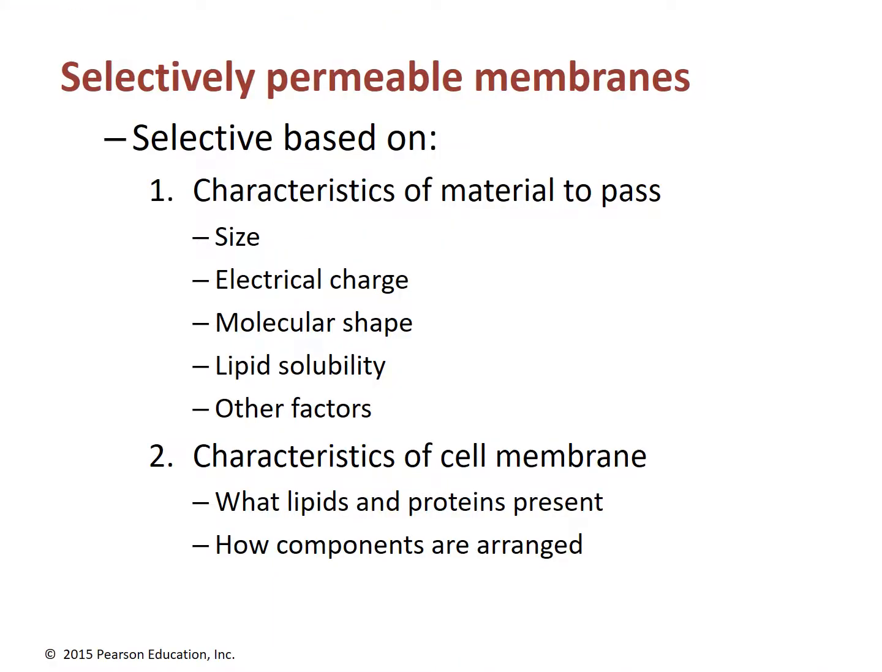Selectively permeable membranes select which compounds can move into the cell or which can't based upon 2 main characteristics. First, the characteristics of the material itself trying to pass. Here it's looking at the size of the molecule, electrical charge, molecular shape, lipid solubility, and other factors, maybe recognition-based proteins that are on the cell. Second are characteristics of the cell membrane itself. Here, we're looking at what lipids and proteins are present in the actual cell membrane to allow different compounds to go through. Also, we're looking at how components are arranged on the cell membrane.